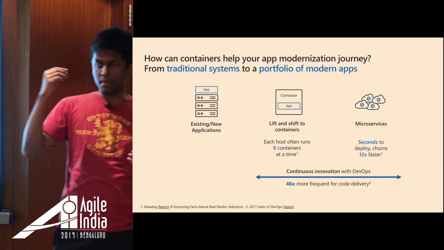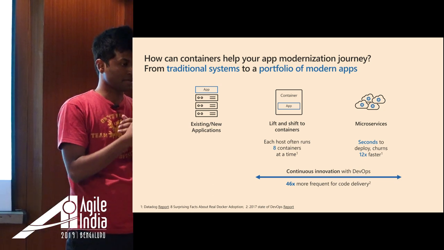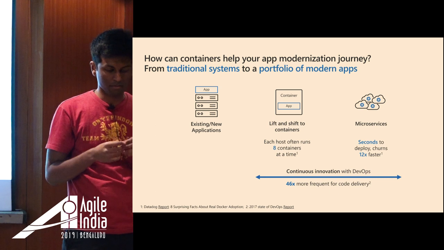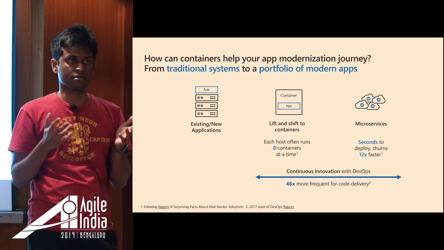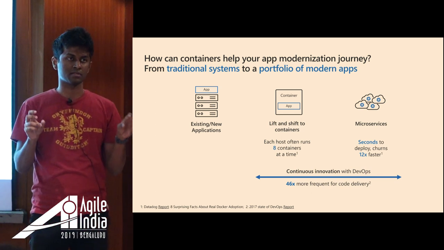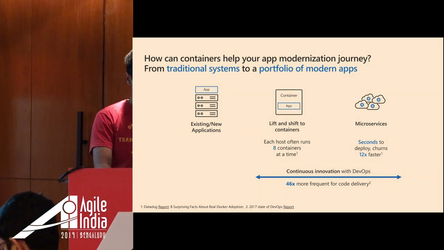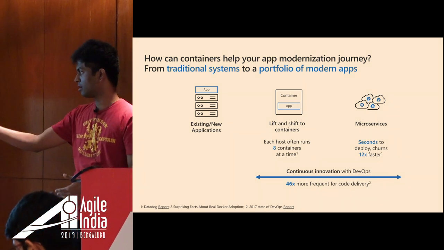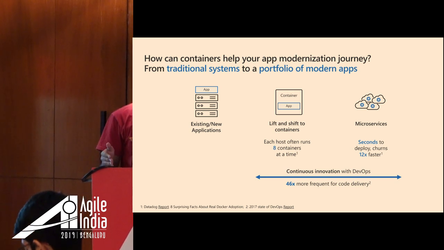So my payment API can be written in Node.js, my front-end website can be written in some other language, and my Bookings API can be written in Ruby, or I'm just throwing out examples out there. But the idea is that you can have a polyglot-based environment over there, right? So in terms of agility, you can see the line over there. The more you move towards the right, the more agile you get.